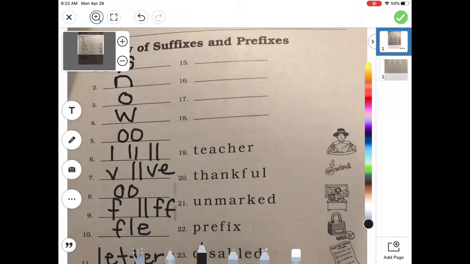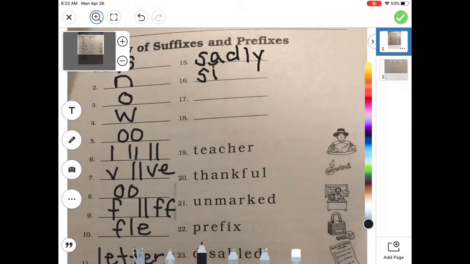All right, on number 15, let's try to spell sadly. Sadly, so S, then A, D, good job. And then that Lee. If I spell Lee, it's just going to be LY. Good job.